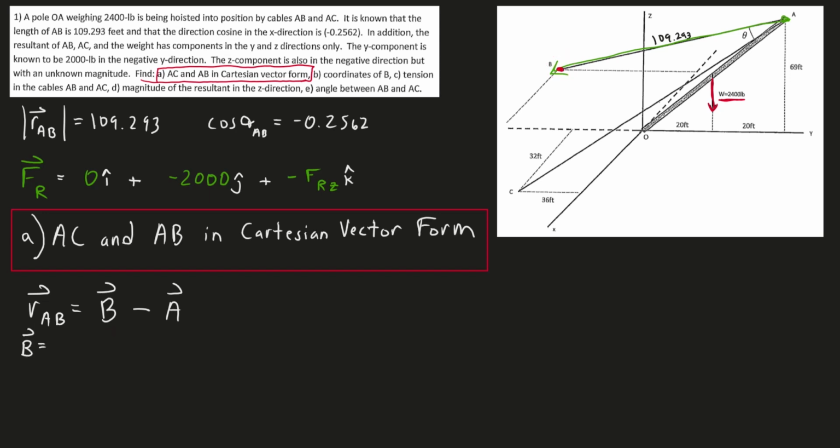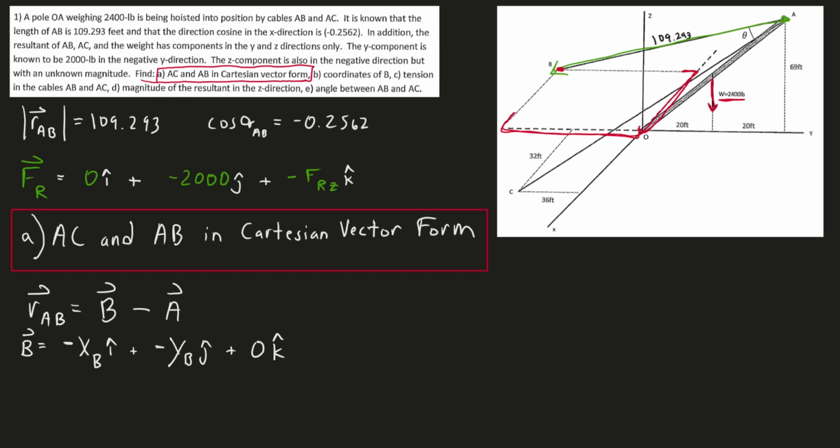Looking at this point here, it looks like B will have a negative x coordinate, so I'm going to write negative x_B i hat. And it looks like we'll also have a negative y component, so plus negative y_B j hat. And of course, looking at this picture, our point B looks to be on the floor, on the xy plane. So that'll be a z component of 0 k hat.